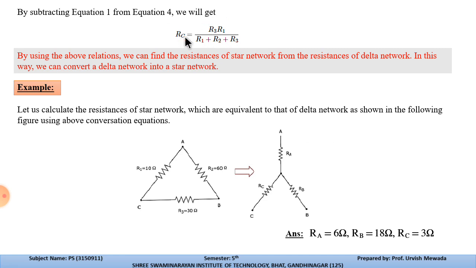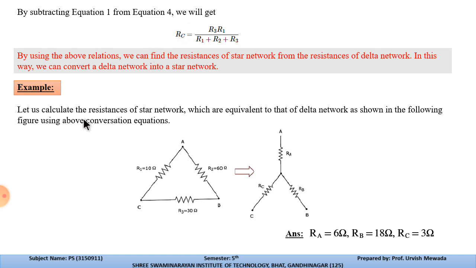But if all the resistances are the same, say 1 ohm, then RC will become 1 upon 3, meaning 1/3 of the resistances. So from this we can calculate the transformation from delta to star with the help of this equation. We will see the use of this equation in the next consecutive slides. Now by using this relation, we can find the resistance of the star network, or we can convert from delta to star, because we will take the clue from this. We will see this in the next slide.